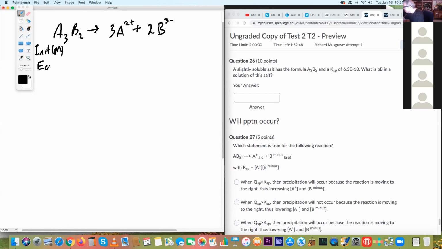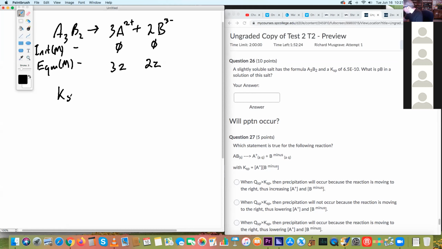Initially, we're going to have nothing there, and then 0 and 0 on the ions, and then 3Z and 2Z over here on the equilibrium concentrations of those. Any questions so far?